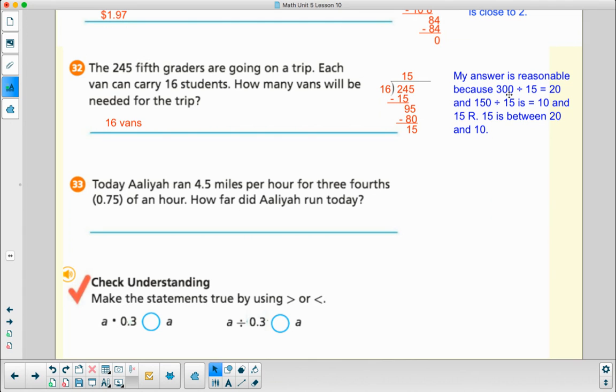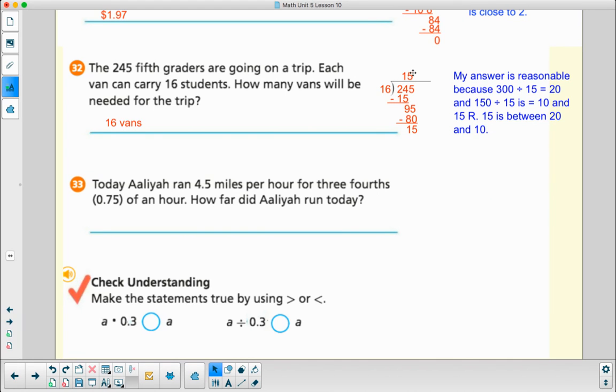I know my answer is reasonable because I ended up saying, hey, 16 is not easy to divide by, but 15 is. I looked at 245 and said it is between the multiples 150 and 300 of 15. So I first rounded 245 to 300 divided by 15, which was 20. And then I rounded 245 to 150 divided by 15, which is 10. And my answer of 15 remainder 15 is between 20 and 10. So 16 vans is reasonable.